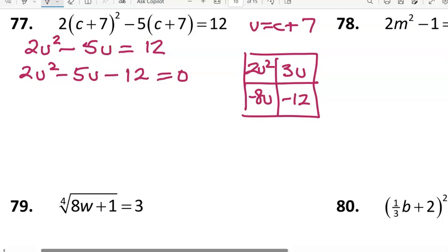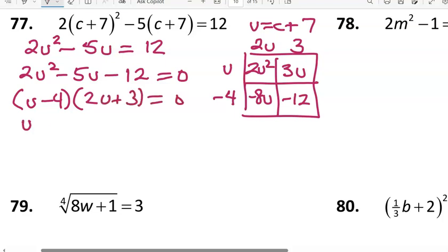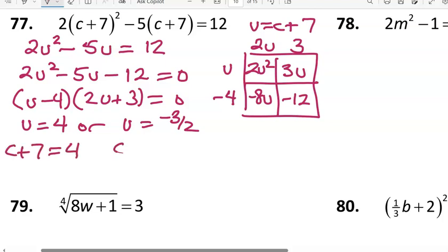So I'm splitting that middle term using those two numbers as coefficients. So -8u and +3u, doesn't matter which box those go into. The top row has a greatest common factor of u, the bottom a greatest common factor of -4, and the left column has a greatest common factor of 2u, and the right a greatest common factor of 3. So our two factors are u minus 4 and 2u plus 3. If we set each of those to 0, we're going to get u is equal to 4 or u is equal to -3/2. And now we need to remember to back substitute so that we can solve for c.